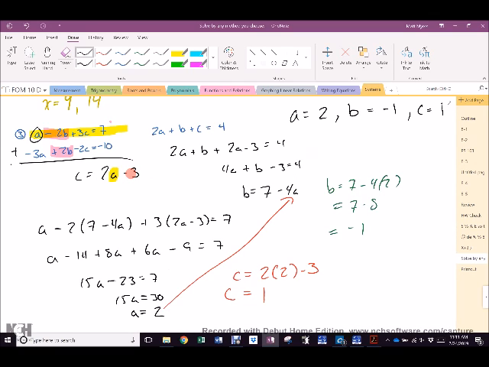Now, that 3 variable system comes back to haunt you a lot in future math. What if I had 4 variables? How many equations would I need? 4. What if I had 5 variables? 5. And all you do is exactly the same. You find what they all are in terms of something else.